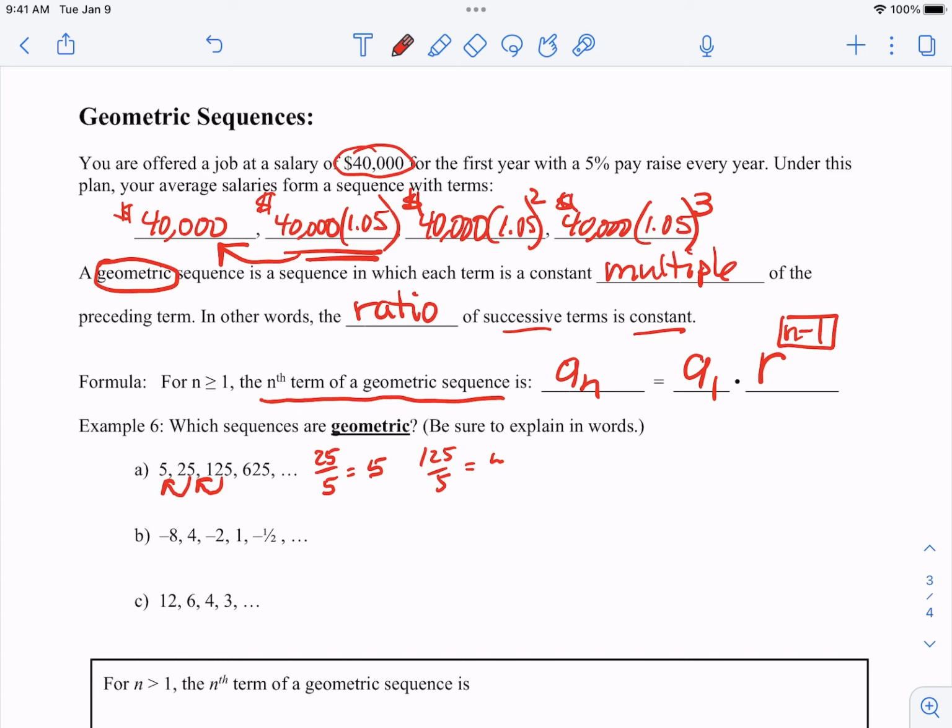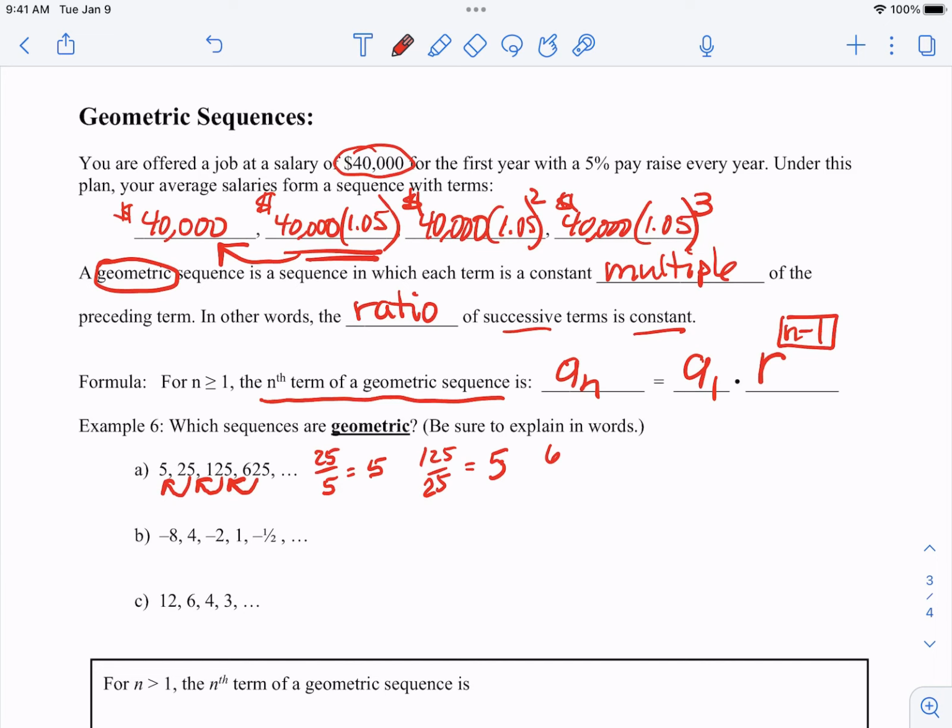Sorry, it's not 125, it's just 25. Oh, I know what I did. It's 125 divided by 25, which is 5. That's the same common ratio. So far so good. We have the same common ratio. It just has to work one more time.